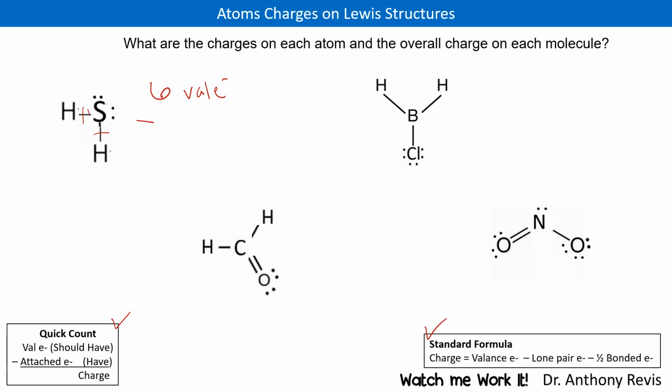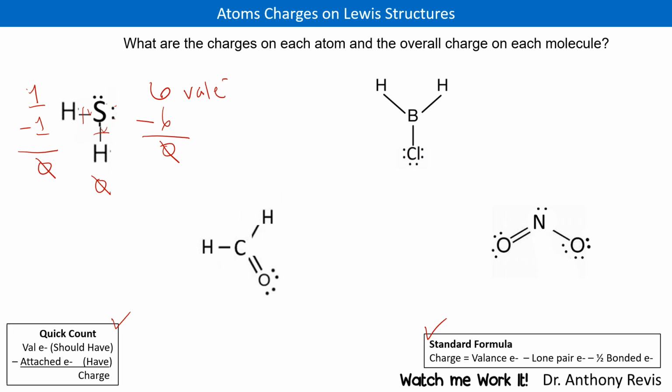So we just count around here. 1, 2, 3, 4, 5, 6 minus 6 gives 0. Therefore, the charge on sulfur is 0. Do likewise with hydrogen. Hydrogen should have 1 valence electron, and the number it has associated with it is 1 electron because this is one dot there. Remember that one line equals 2 dots, so this gives 0 as well. Other hydrogen is the same, so it's going to be 0.